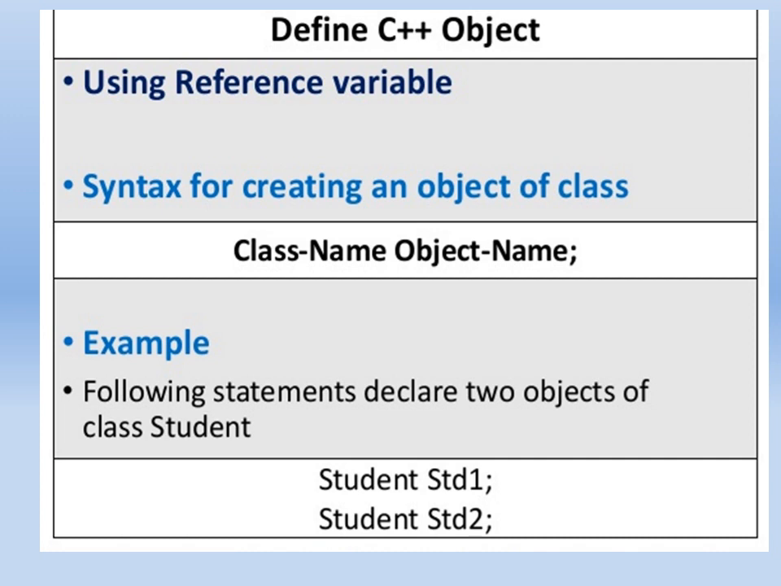For example, the following statements declare two objects of class student. Here, student std1 and semicolon. So in this example, student is the name of the class and std1 is the object created, and second, student std2 semicolon. Again here student is the name of the class and std2 is the name of the object. So here we create two objects of the class student. In this way you can create the object of a class.